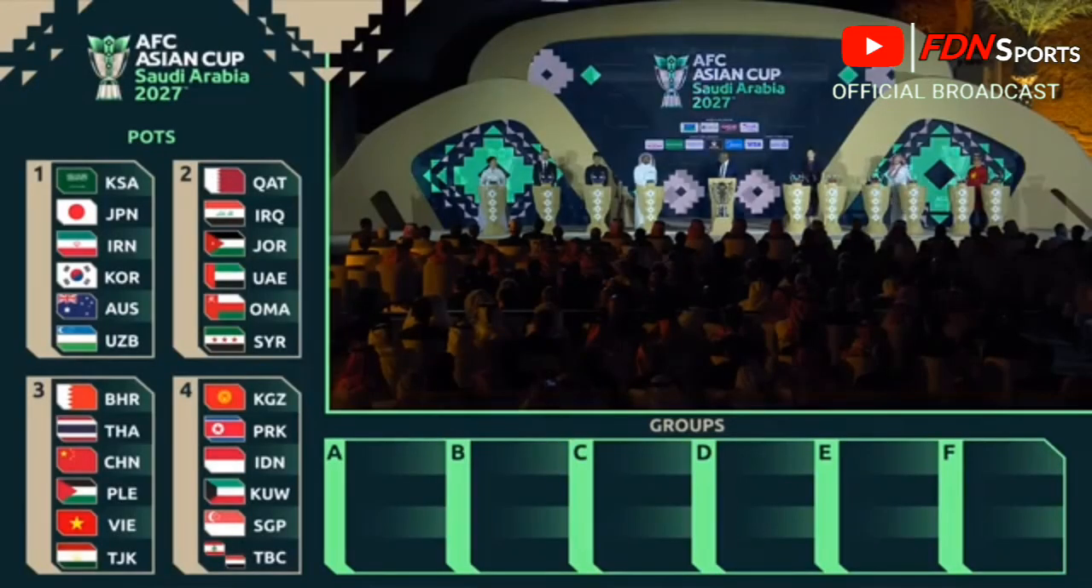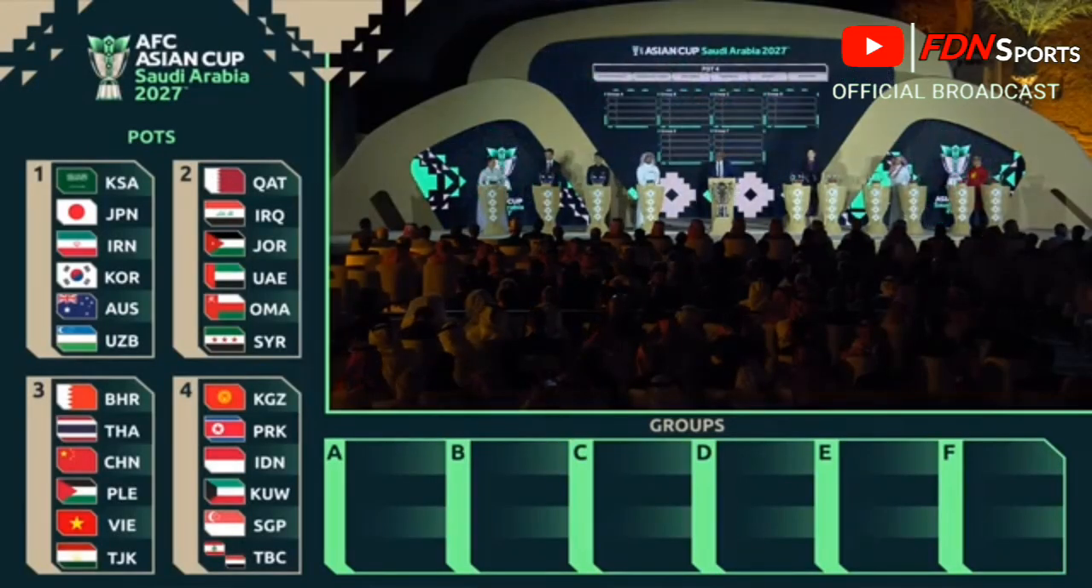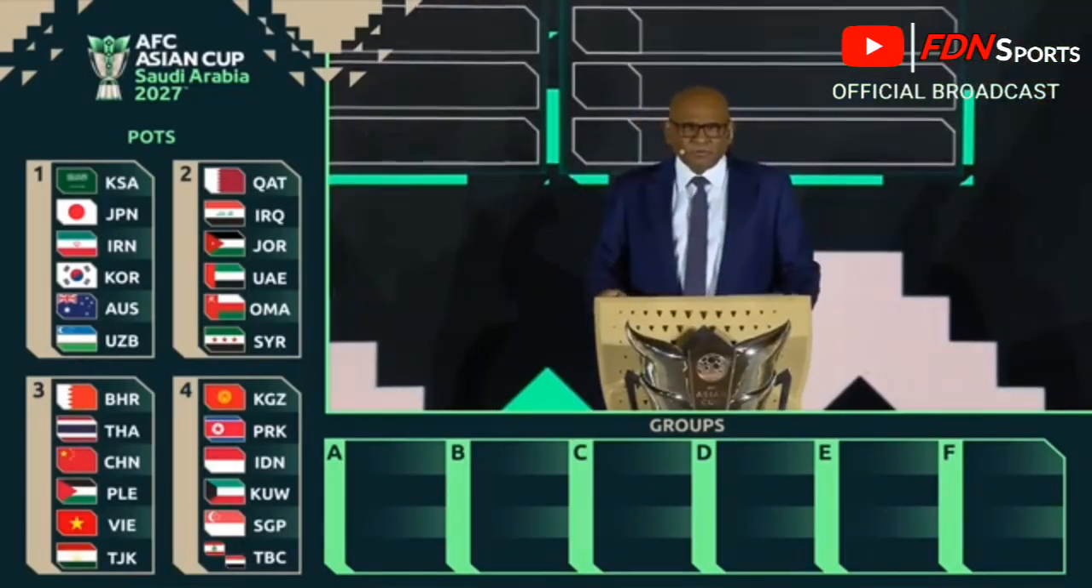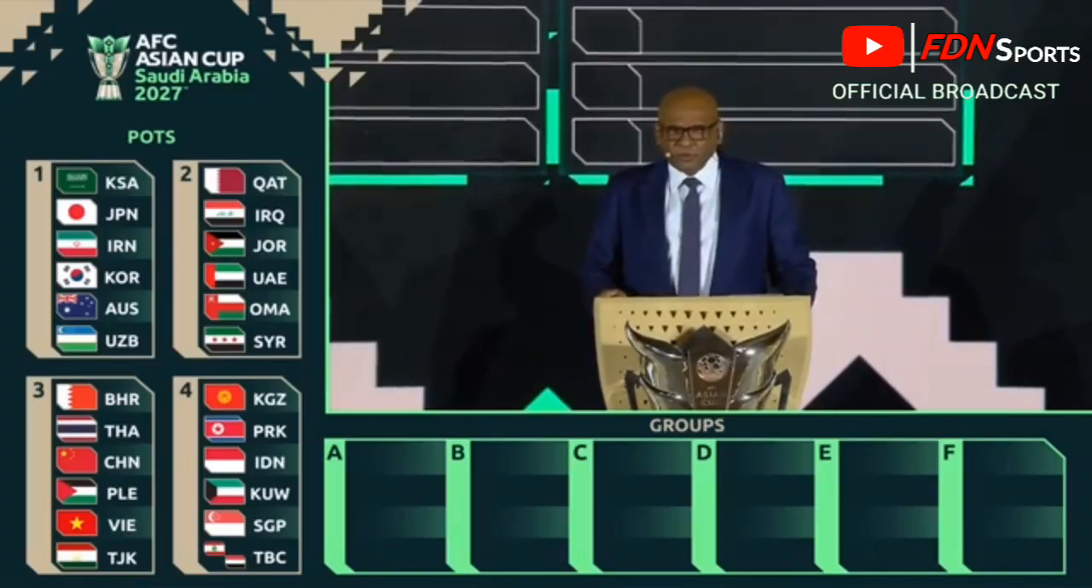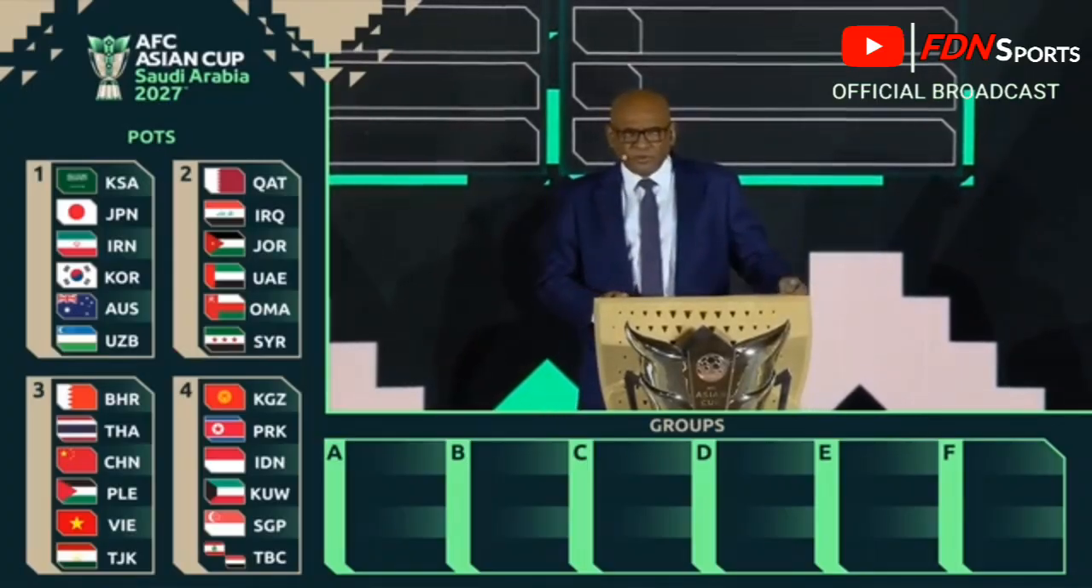Ms. Kim, ready? Okay. As explained earlier, we will start from pot 4. So can you please take 1 ball from the pot in front of you and read out the team's name?